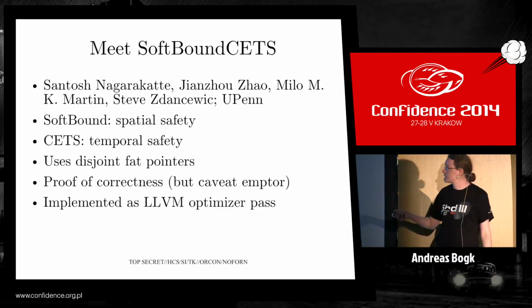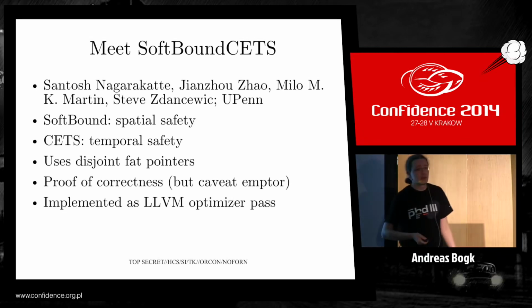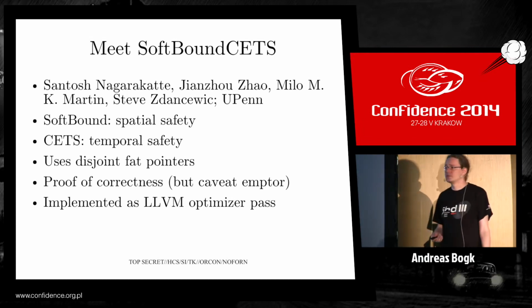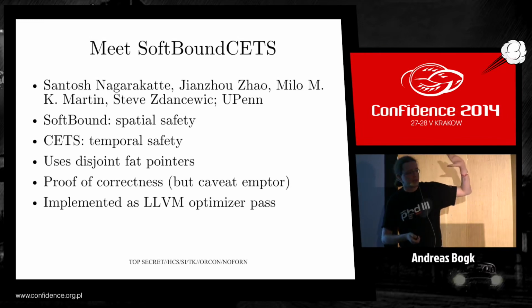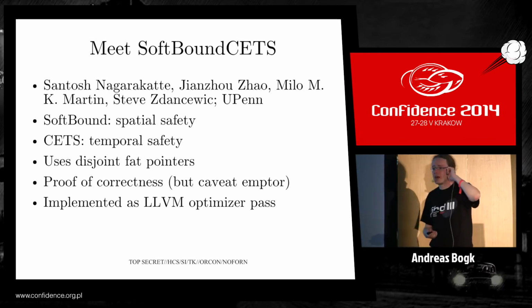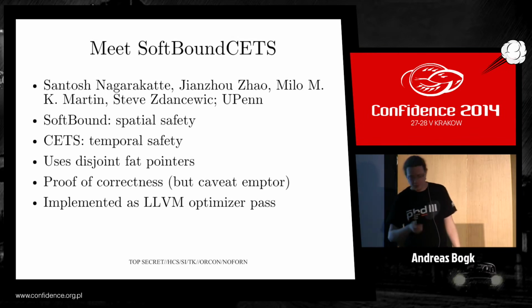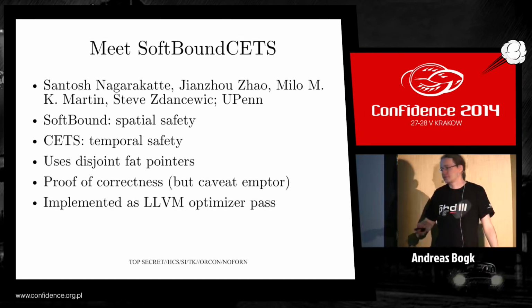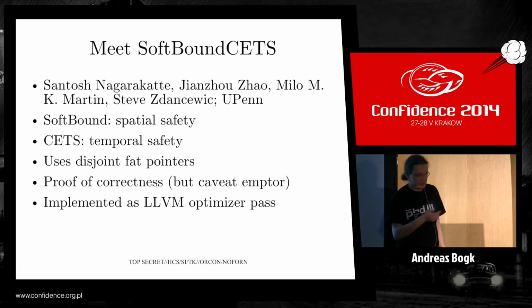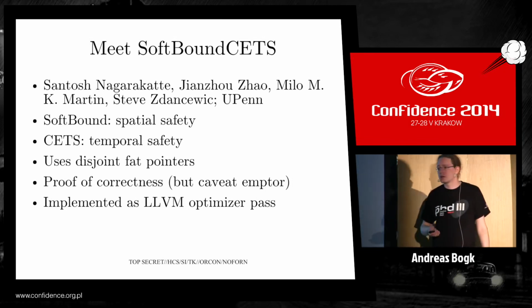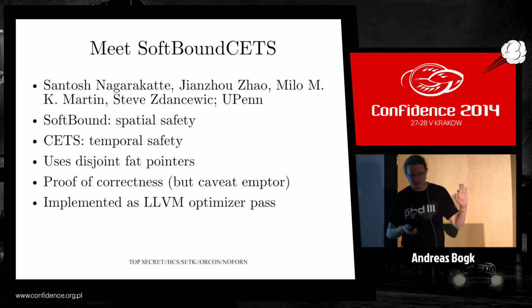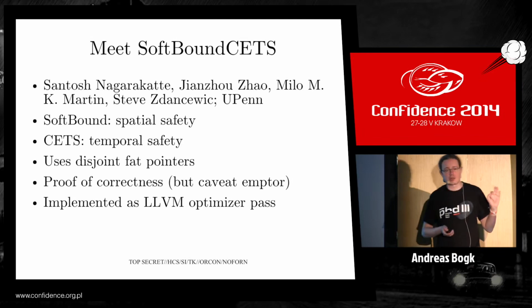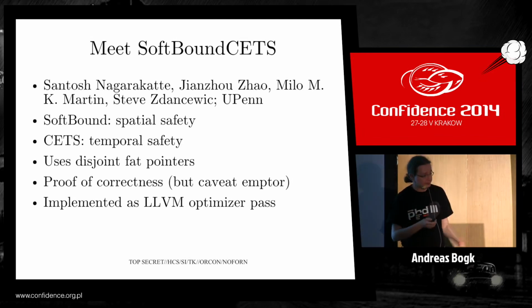It implements two modules. SoftBound is the spatial safety. CETS is the temporal safety. The whole thing is implemented as an LLVM optimizer pass. So you link it against LLVM, it works on the intermediate representation. And it even comes with a correctness proof, which has flaws. I'll get into that in a couple of slides. But for now, they have shown that their method actually eliminates 100% of all spatial and temporal memory safety issues.